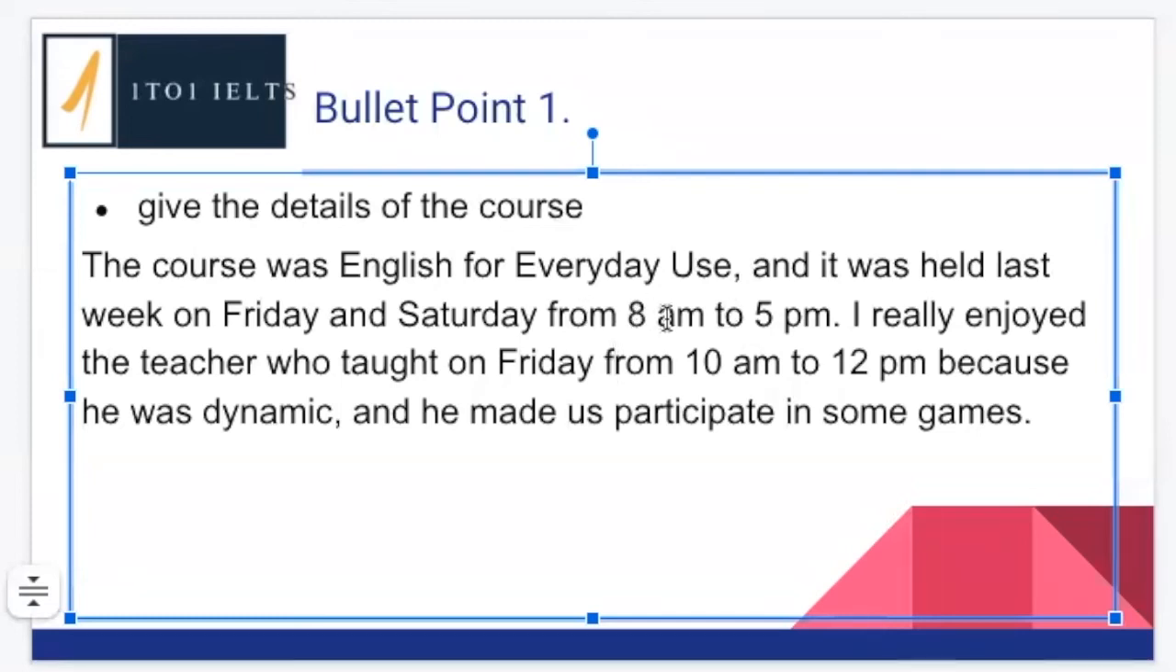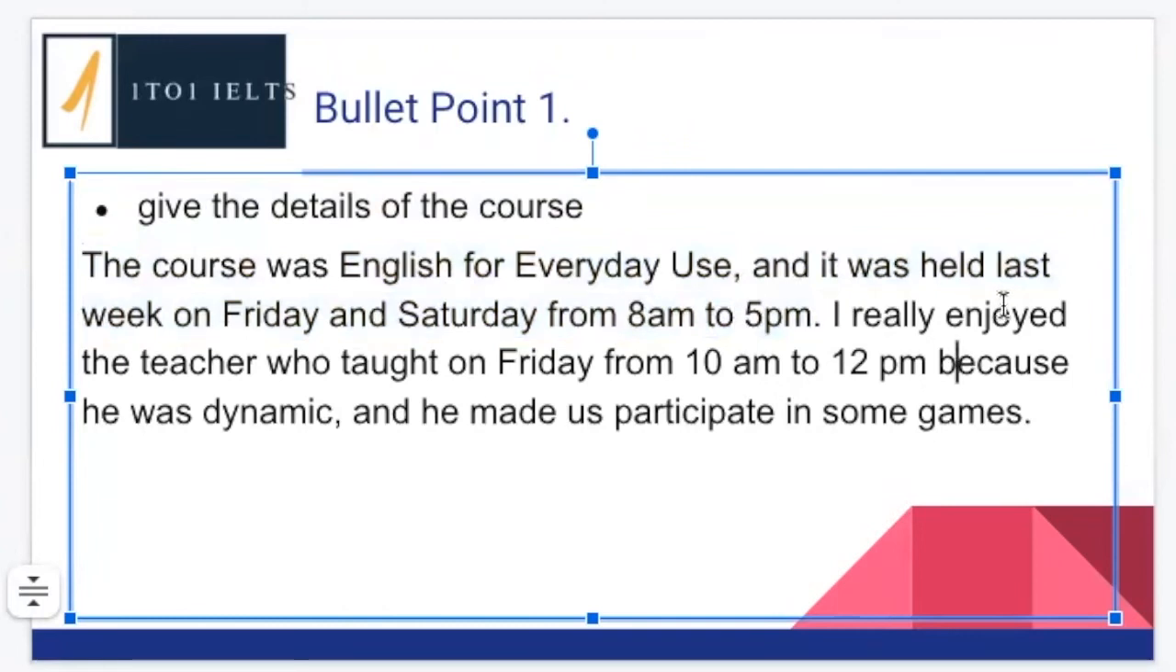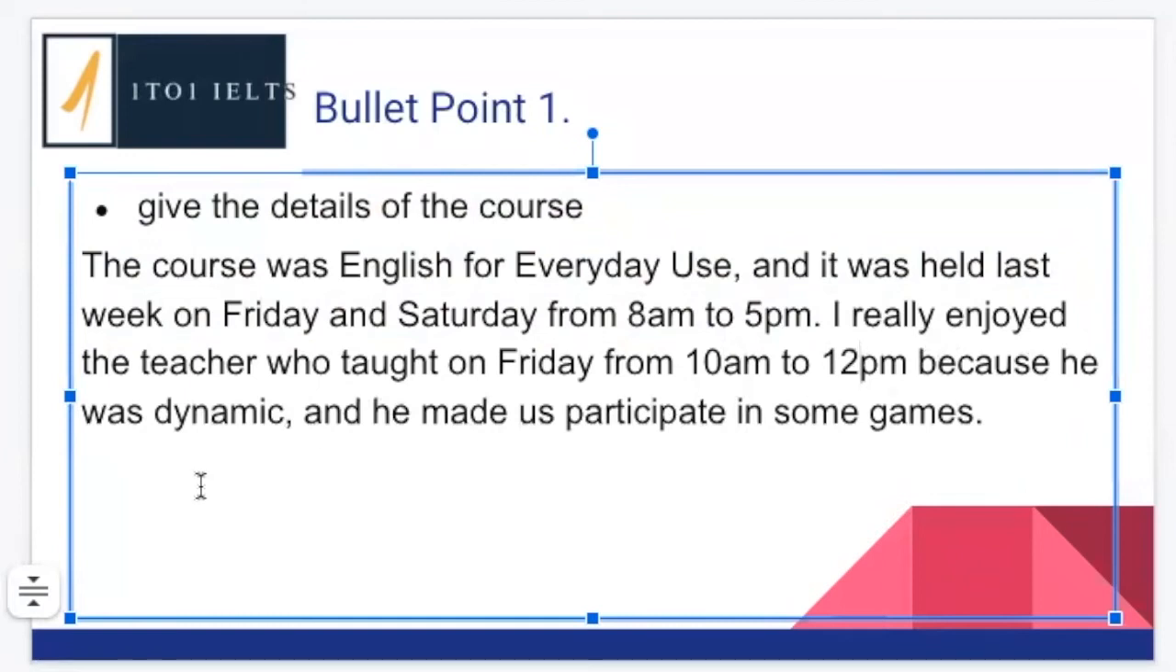Excellent. Just to mention about spacing. When we give these AMs and PMs, no need for a space between the number and the AM and the PM. Here we've got complex vocabulary. We're using compound sentences, so good job. I really enjoyed the teacher who taught on Friday from 10 a.m. Again, don't want spacing here, 12 p.m. Because he was dynamic and he made us participate in some games. Okay, nice. Again, both of these are compound sentences.